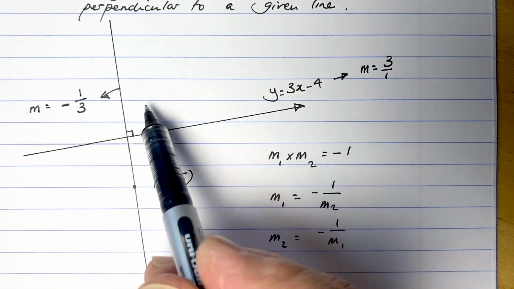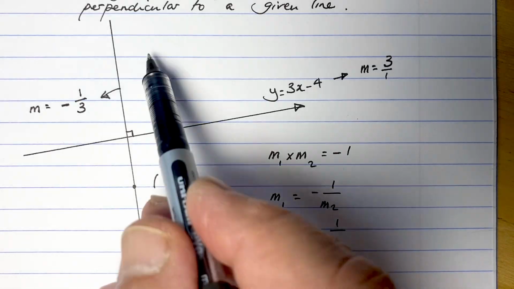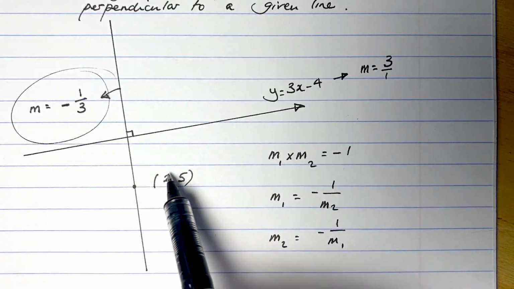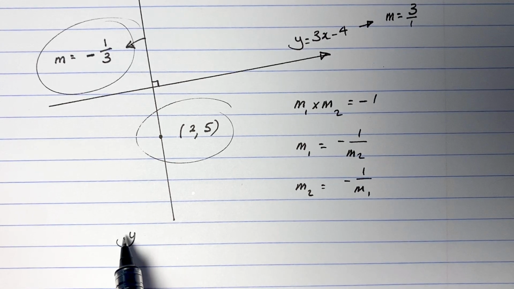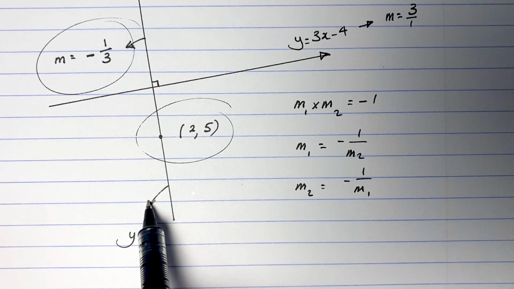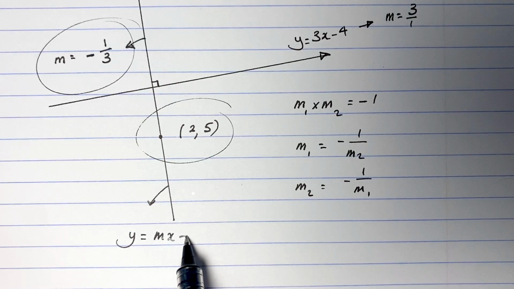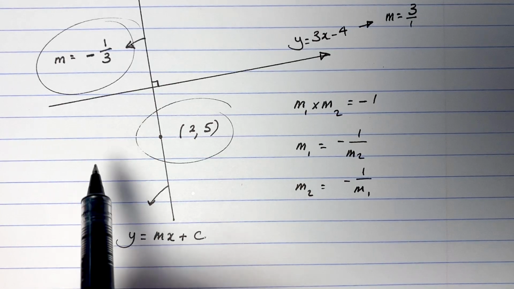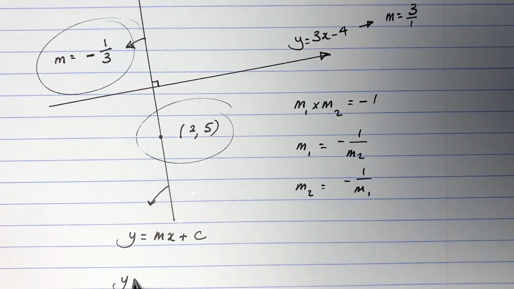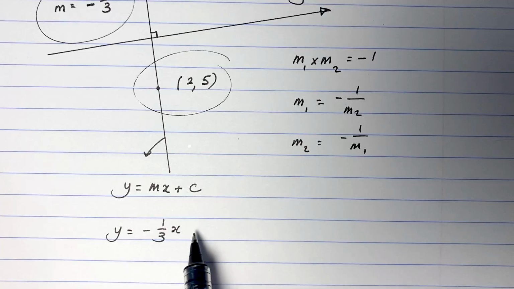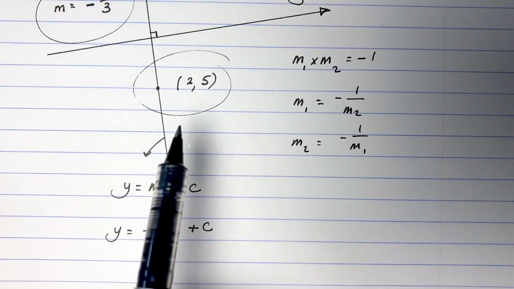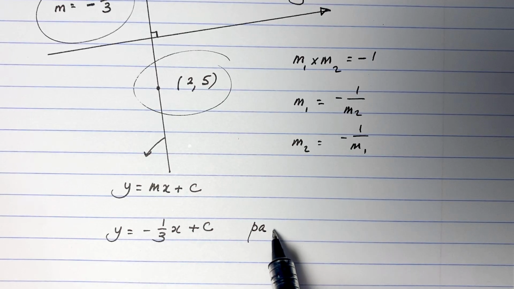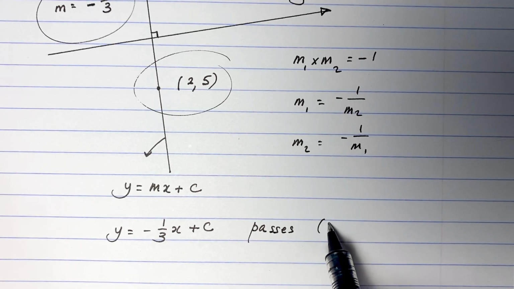Now I've got a situation where I have to write the equation of a line with a given gradient and going through a certain point, which we know already how to do. The equation of this line would be y equals mx plus c. M is minus 1/3. And in order to find c, I'm using the fact that it passes through the point (2, 5).